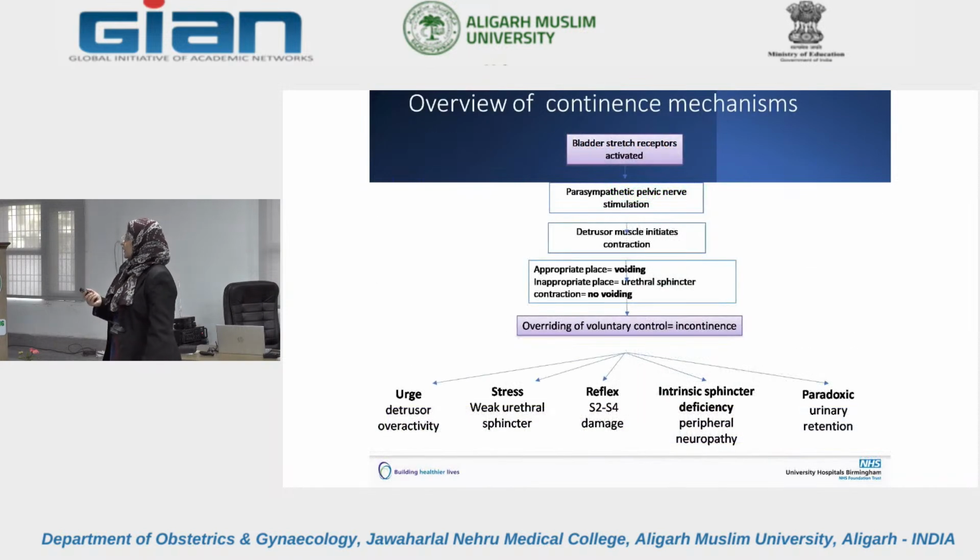Okay, so overview of the continence mechanism. Bladder stretch receptors are activated. With parasympathetic pelvic nerve stimulation, the detrusor muscle initiates contraction, and if it is an appropriate place, there is voiding. In an inappropriate place, the urethral sphincter contracts and there is no voiding. But there could be problems with the voluntary control of micturition, there could be overriding mechanisms, and various problems lead to various types of incontinence.